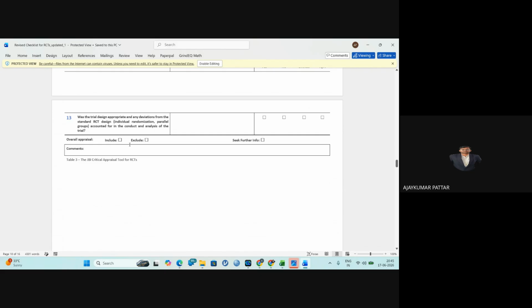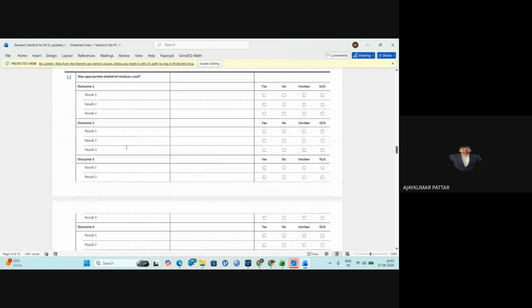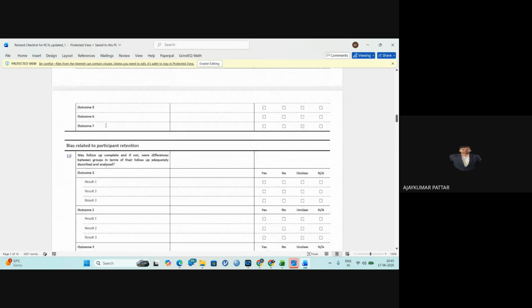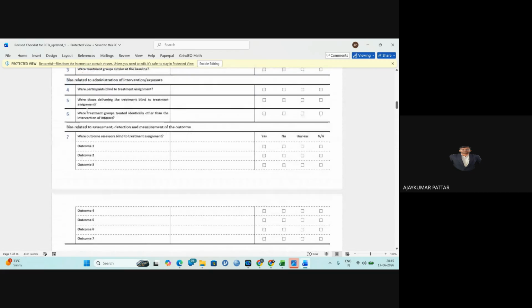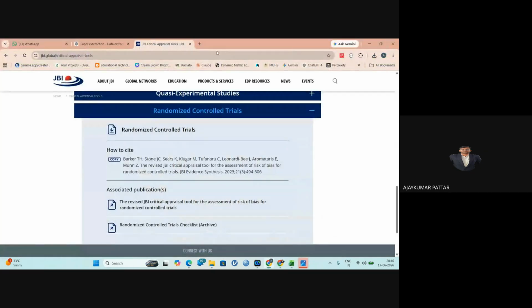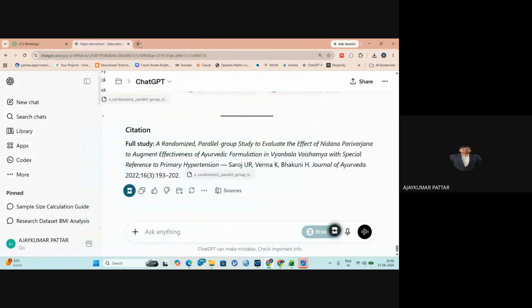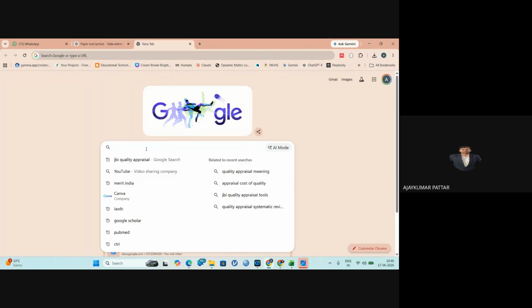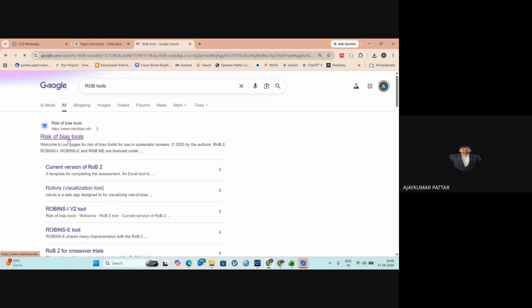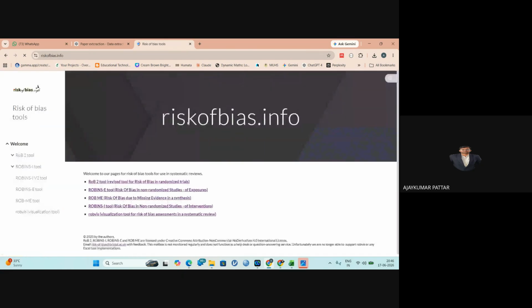If you use this particular checklist, then we can assess. This is for one particular research paper. Like this, for each and every research paper we have to check these things. So this is about JBI tools. Then I will show ROB tools. These are risk of bias tools by the Cochrane.